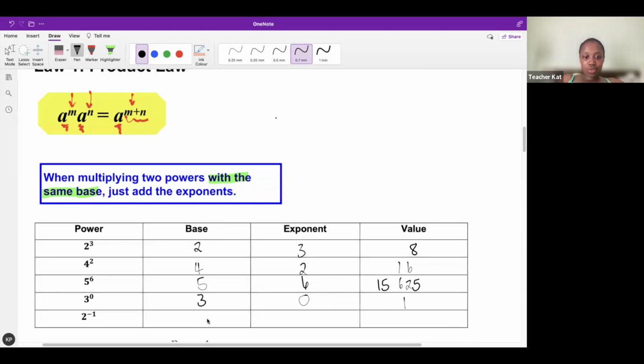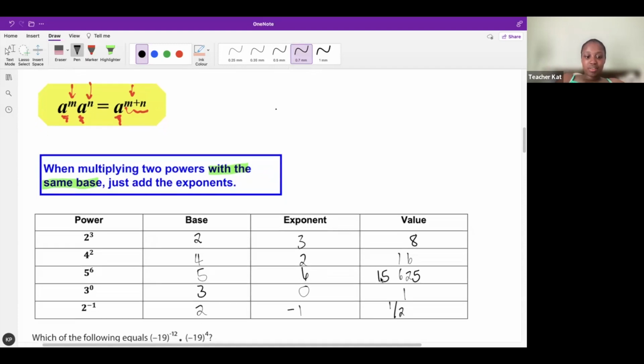The base for the last one is 2. My exponent is -1, and my value for the expression is 0.5, which is a half. Okay, this is also one of the laws of exponents, negative exponents, but we will get there.